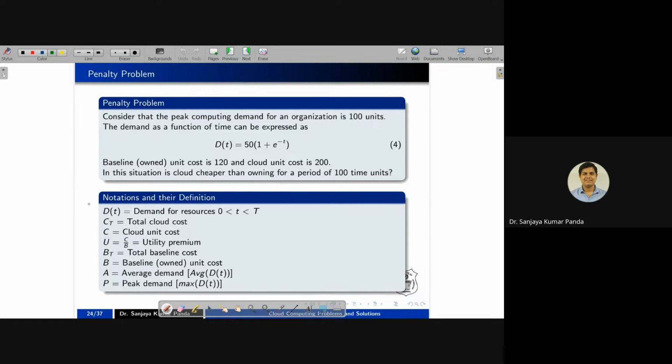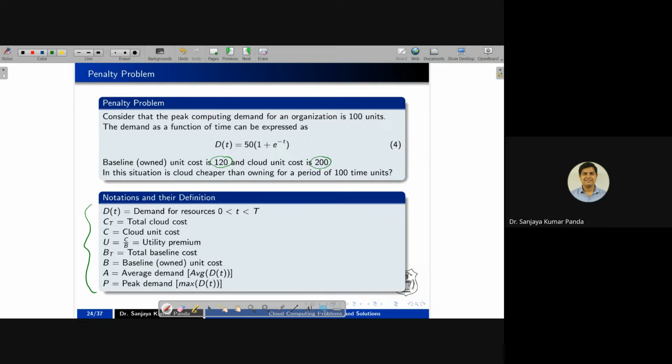These are the notations that are used to calculate the penalty, which I have skipped because there are so many mathematical formulas you have to remember. So let us see here. What is the baseline cost? The baseline cost is given as 120. Cloud unit cost is given as 200.